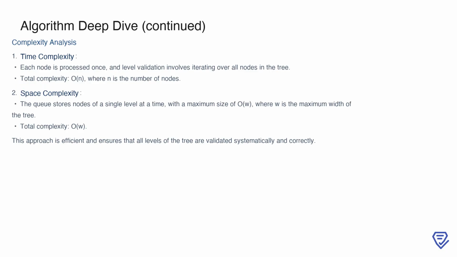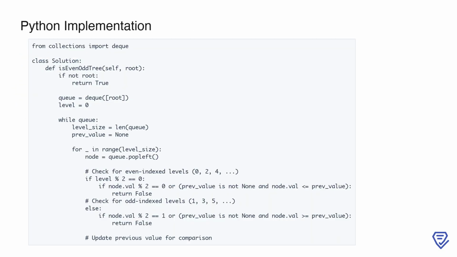minimizing resource usage. To implement the solution for the even-odd tree problem in Python, we start by importing the deque class from the collections module, which will help us manage the nodes level by level. Inside the Solution class, the isEvenOddTree method first checks if the root is null. If it is, the tree automatically satisfies the conditions, so we return true. Otherwise, we initialize a queue with the root node and set the level counter to 0. The while loop then processes the tree level by level.